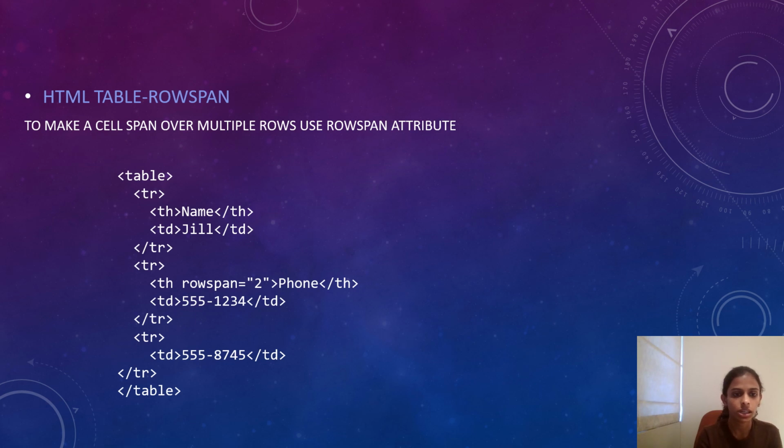In the same way, we can use rowspan. To make a cell span over multiple rows, use the rowspan attribute. As shown in the below example, we have used the rowspan attribute to make the cell span over multiple rows.